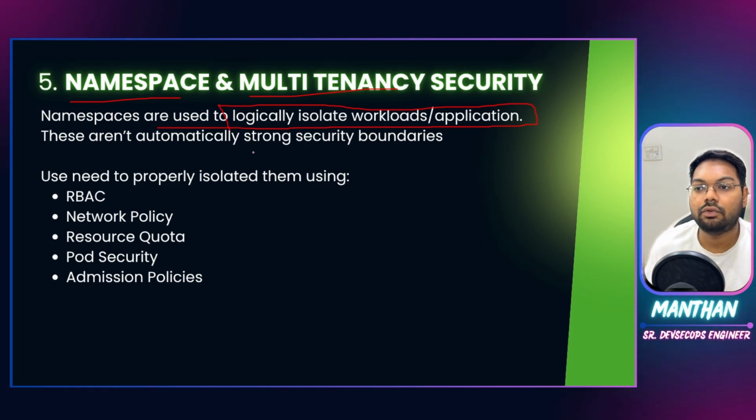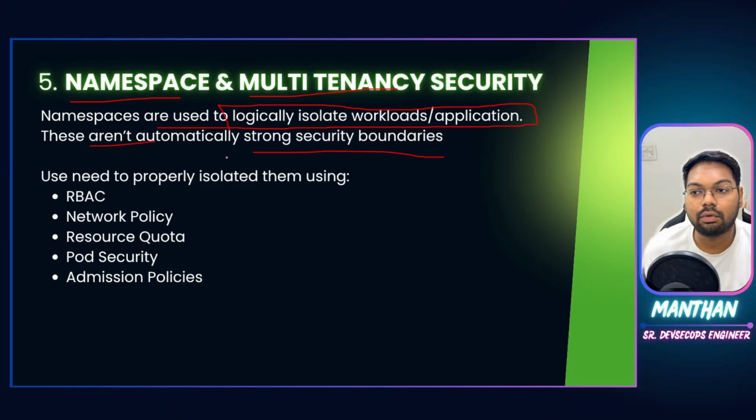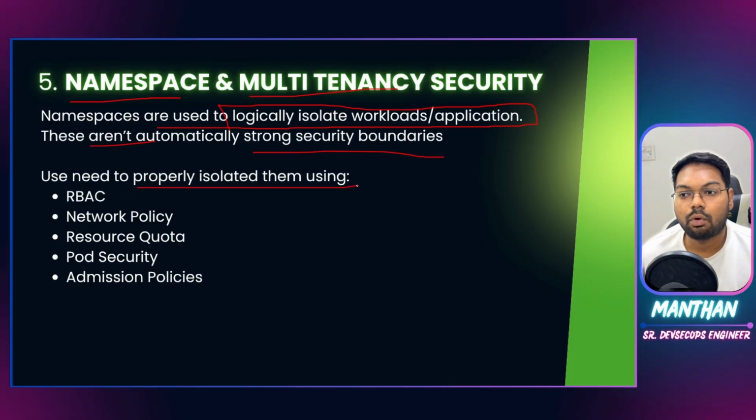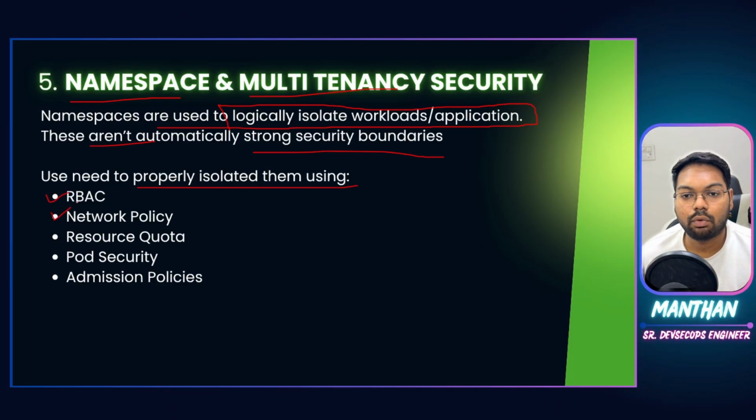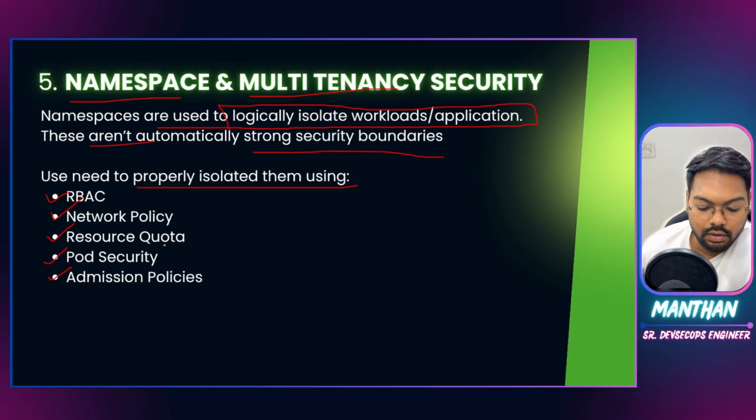But these are not automatically a secure boundary. Someone can access something which is in another namespace. If one namespace is compromised, they can look into something in another namespace. So that's why you need to properly isolate them using RBAC, network policies, resource quotas, pod security, and admission policies, as we discussed earlier.